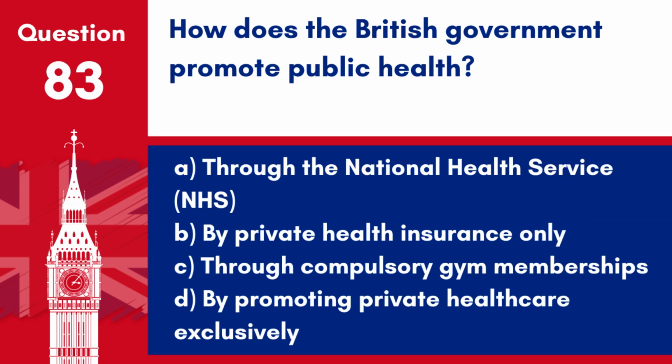Question 83. How does the British government promote public health? A. Through the National Health Service, NHS. B. By private health insurance only. C. Through compulsory gym memberships. D. By promoting private health care exclusively.